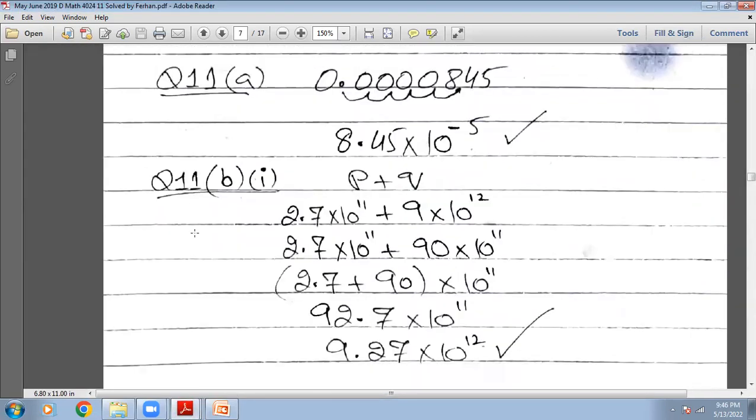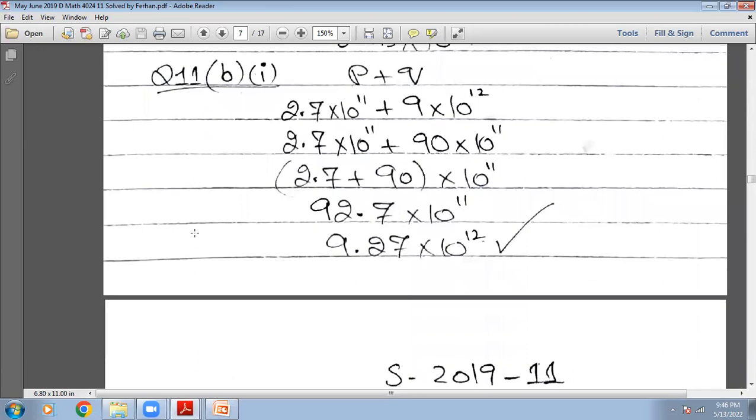So the first question coming up on your screen, P plus Q, that will be 2.7 expo 11 plus 9 expo 12. So what I will do, I will move the decimal of this 9 one step to the right, so the power will decrease. So you will have 2.7 expo 11 plus 90 expo 11. Why do I do this? So that I can take the 10 raised to power 11 common. So we have 2.7 plus 90 in the bracket, and 10 raised to power 11 taken common. So 2.7 plus 90 will be 92.7 into 10 raised to power 11.